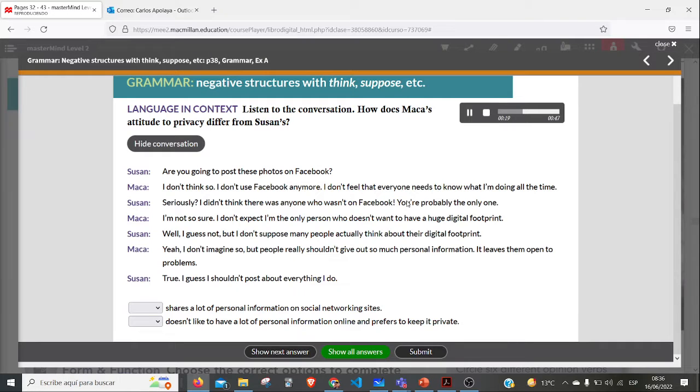Are you going to post these photos on Facebook? I don't think so. I don't use Facebook anymore. I don't feel that everyone needs to know what I'm doing all the time. Seriously? I didn't think there was anyone who wasn't on Facebook. You're probably the only one. I'm not so sure. I don't expect I'm the only person who doesn't want to have a huge digital footprint. Well, I guess not. But I don't suppose many people actually think about their digital footprint. Yeah, I don't imagine so.